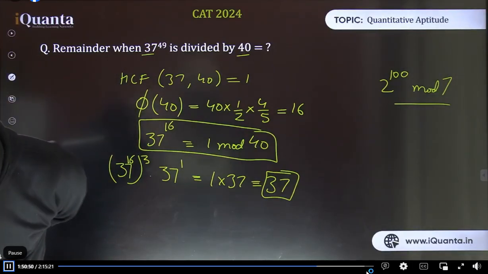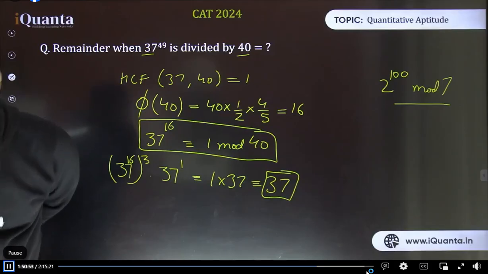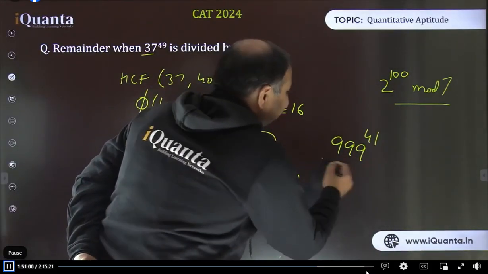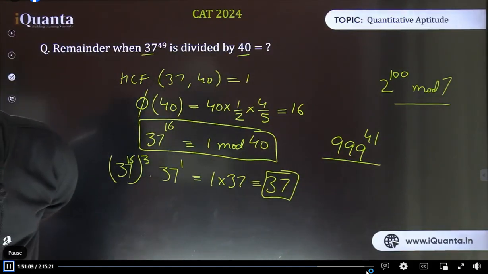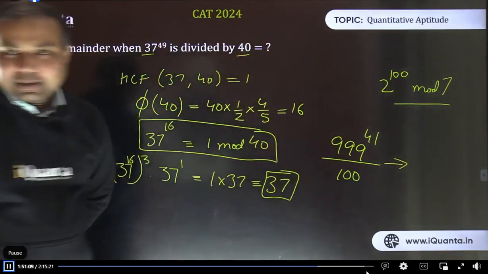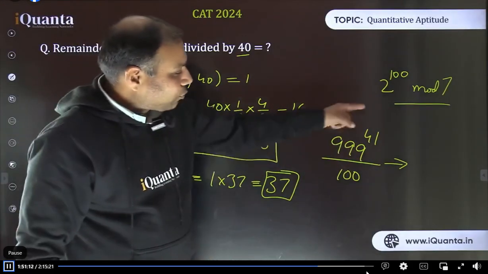Ria is asking 999 power 41 mod 100. Excellent, Ria, wonderful. Yes, correct. Ria has written 999 raised to power 41 का remainder, 100 से कितना आएगा? Yes, please, everyone in the chat box, please write the answer. 999 power 41 का 100 से remainder.